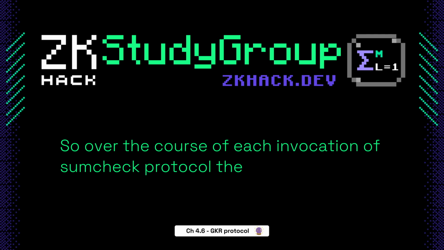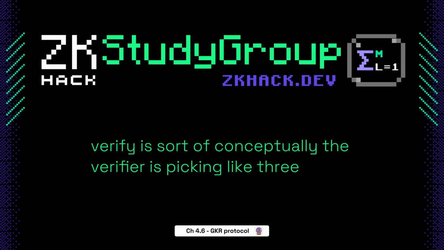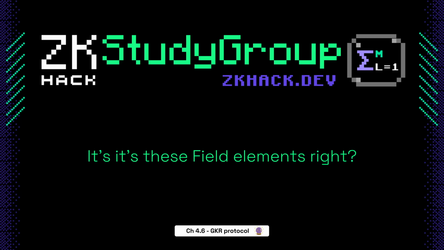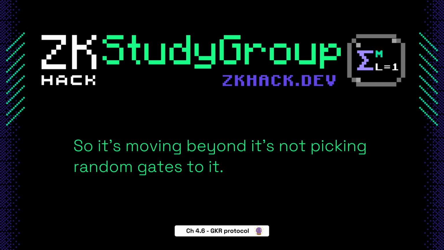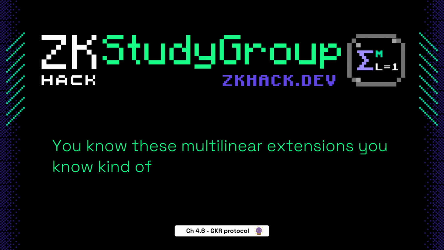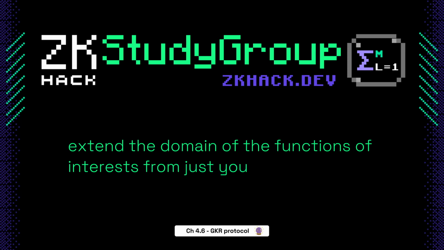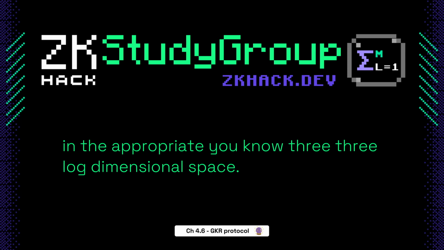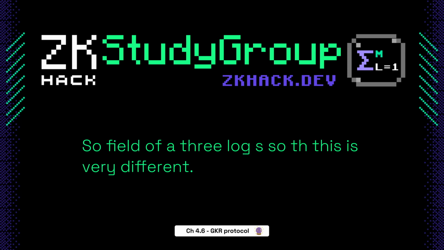So over the course of each invocation of the sumcheck protocol, conceptually the verifier is picking 3 random gates, but they're not actually gates that it's picking. It's these field elements, right? It's not picking random gates. It's working in the multilinear extension world. These multilinear extensions extend the domain of the functions of interest from just binary gate labels to the entire field, in the appropriate 3 log s dimensional space. So, field to the 3 log s.